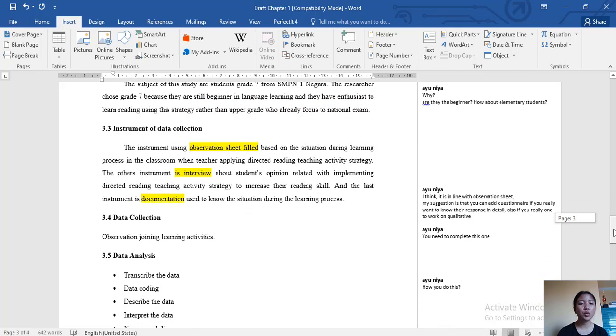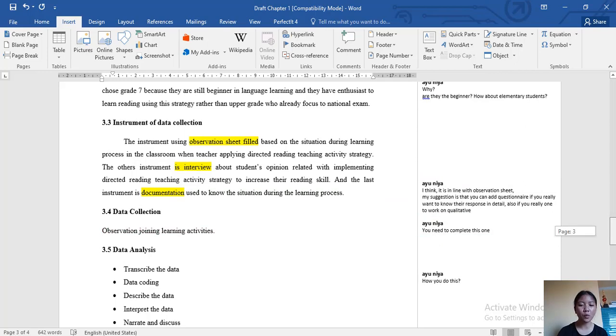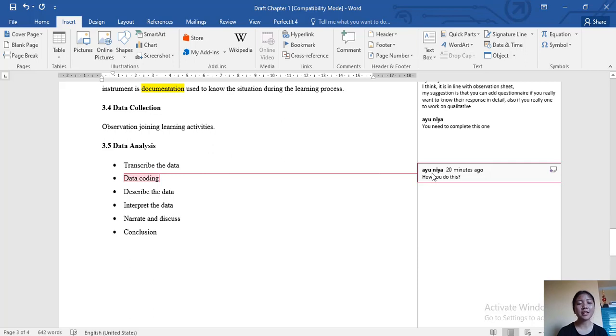And next, about the instruments of data collection, here you say that you use observation sheet, interview, and also documentation. I think the documentation is in line with the observation sheet. My suggestion is that you can add a questionnaire if you really want to look at their responses in detail. If you really want to work in qualitative method, you need to fix your method first. Also about your data collection, you need to complete this one, and also the data coding.